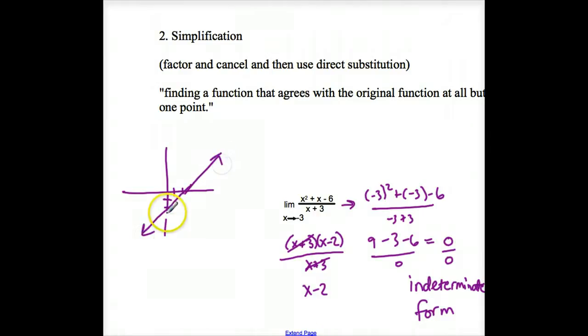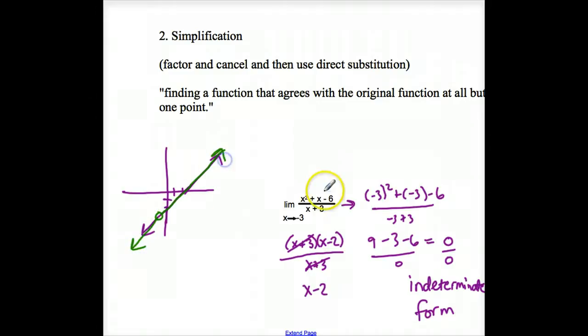It's going to go about like that. If you graph this function, the original function that we had, it's going to go right on top of it. It's going to agree at every point except there. It's going to have a hole there.